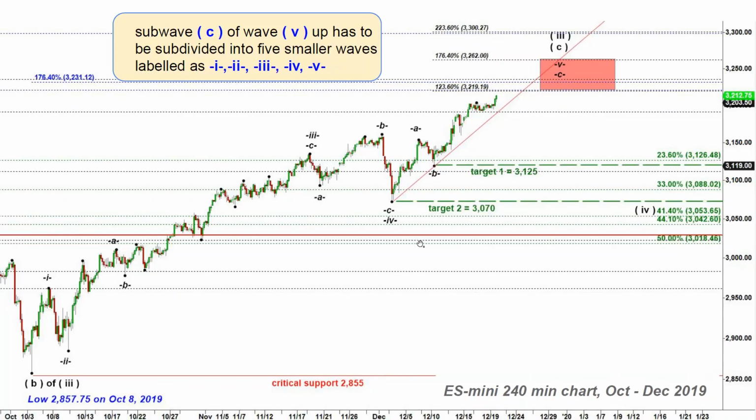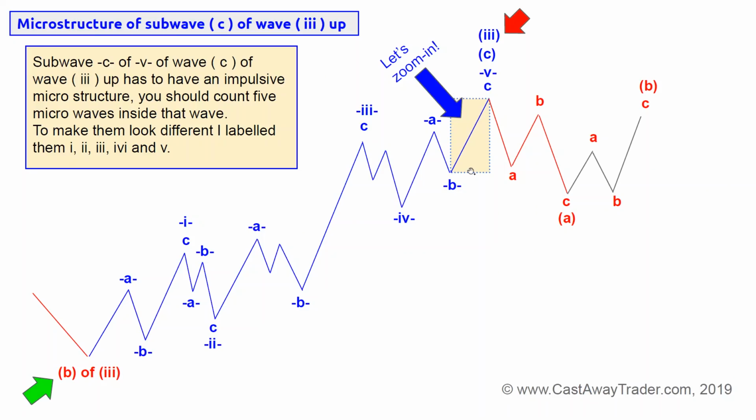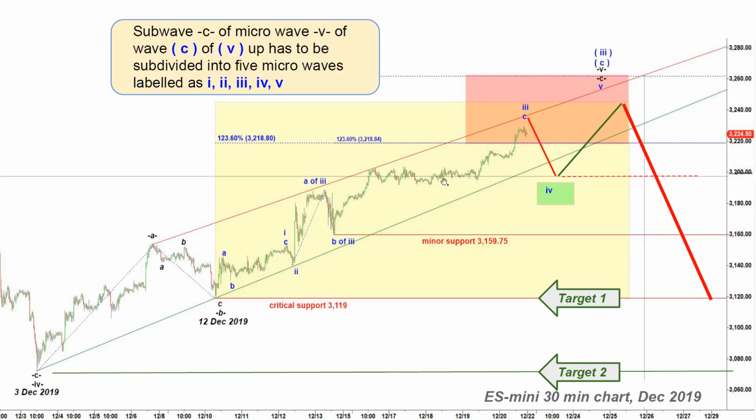And I made the chart on Thursday. On Friday it went even higher. Let's zoom in into that very last subwave C of wave 5, microwave 5, to see its own microstructure subdivided into 5 waves of a lower degree. And this is it. This is the low of a minor wave 4, and this is from where we should get A up, B down, C up, which would complete C of 3.